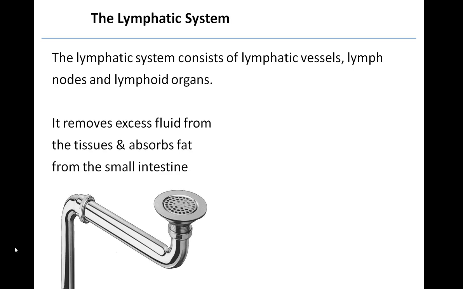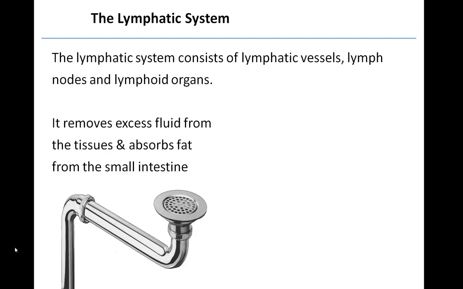A key role of the lymphatic system is to remove excess tissue fluid from the tissues. This is a very important function. In particular, fluid that has leaked out of capillaries of the cardiovascular system must be recovered and returned to the cardiovascular system to maintain fluid homeostasis. And the lymphatic system is fundamentally involved in maintaining that fluid homeostasis.